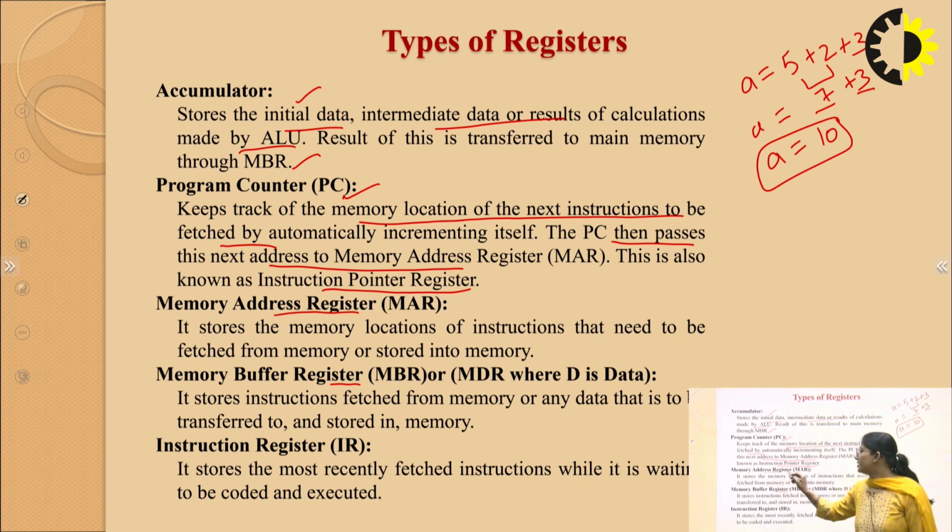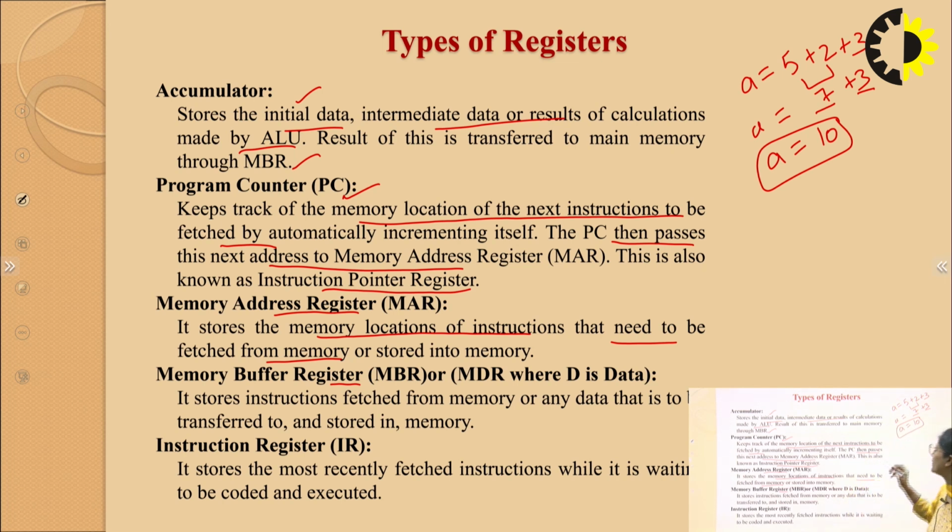Next is memory address register. As known by its name, it will always store the address. It stores the memory location of the instruction. It will always store the address of the location that needs to be fetched from memory. So whatever instruction or data we need to fetch from memory, it will store.